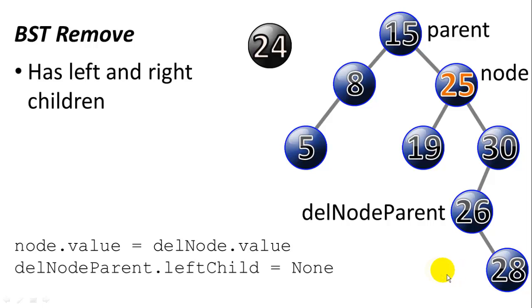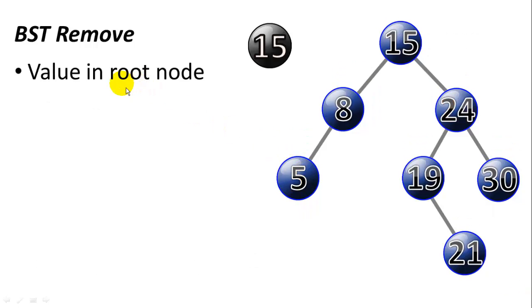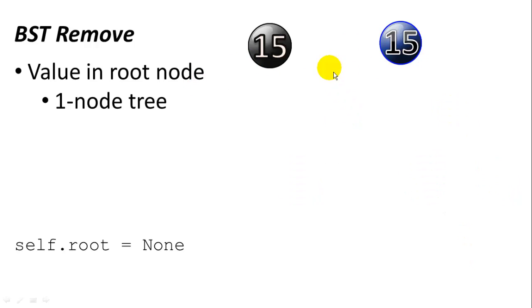But if there was a subtree below it, then we would go through basically the same remove process that we used previously. So if the value is in the root node, let's say we want to delete 15, and 15 is in the root node. There are a few different possibilities here. We could have a one-node tree, right? 15 could be the only node in the whole tree. So we'll do self.root equals none. In other words, we're saying this is now an empty tree. We deleted 15. Self.root is none.